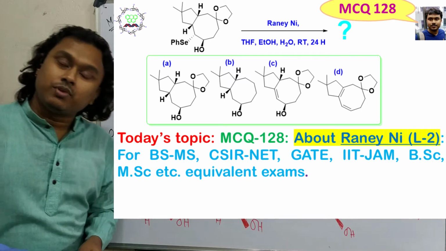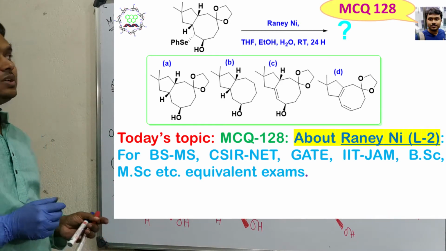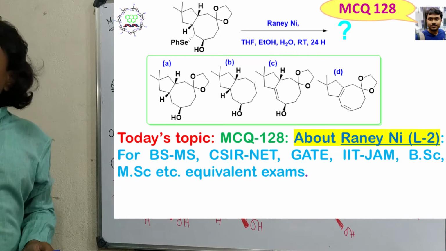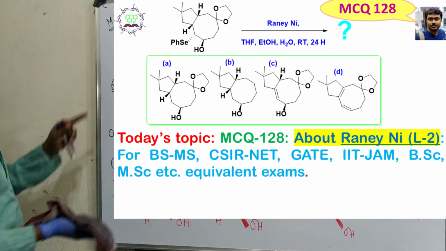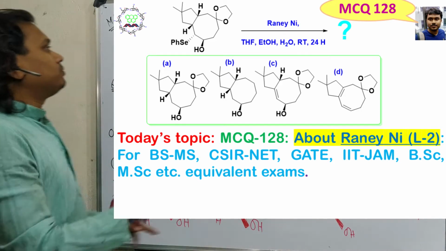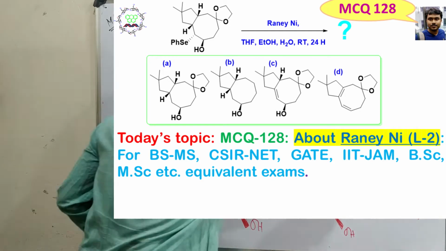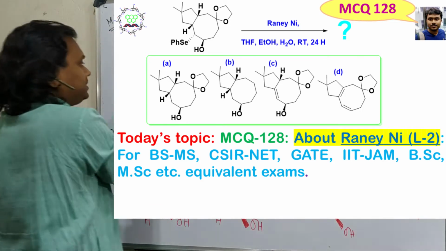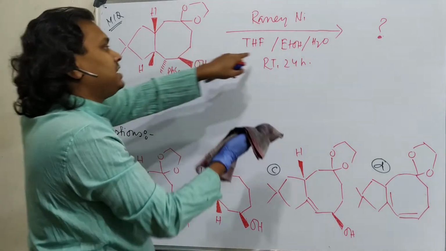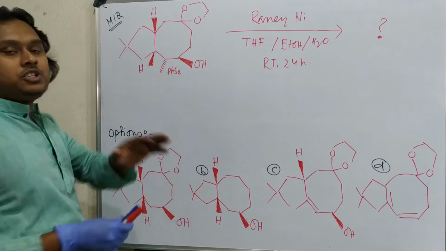I think you have tried by yourself, so let me give you the answer and explanation. First of all, please read the question carefully. What is the major product of this reaction? See the molecule first, and see the reagent. The reagent is Raney nickel, and the solvent is THF, ethanol, water, at room temperature. It's a milder reaction condition. What is the major product?